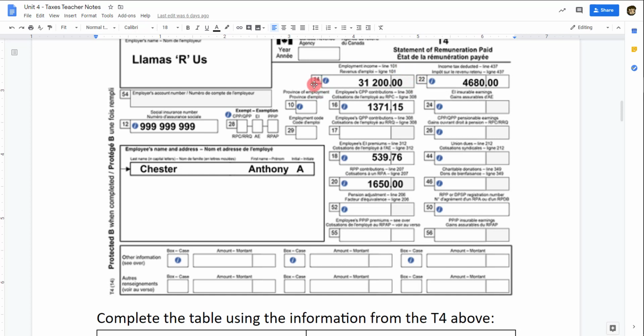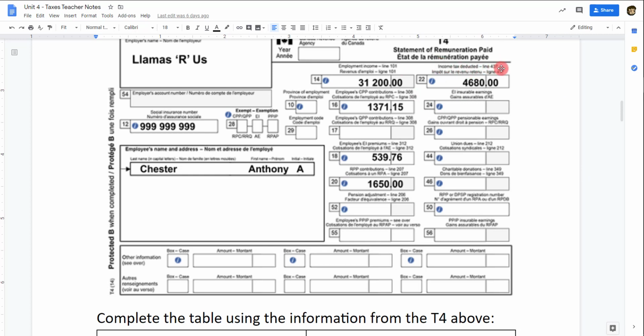That's box 14. As you can see, it's labeled as a box. It even tells you where to enter it on your T1 up here. It says employee income line 101. That means on our T1 we're going to enter it on line 101. We'll get to that in the practice, so don't worry right now. It's just kind of taking a look and understanding.